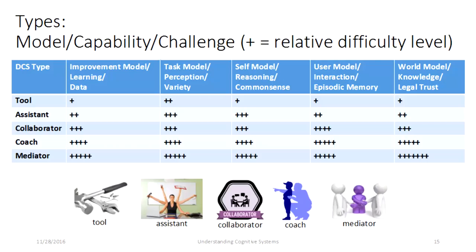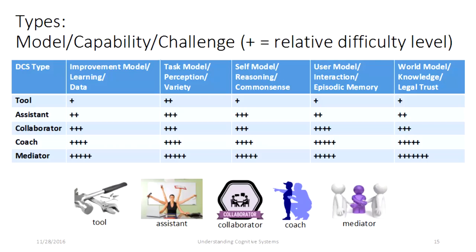So if we take an even more detailed look at these 5 types of digital cognitive systems, tool, assistant, collaborator, coach, and mediator, we can see the model capability and challenges and relative difficulty levels of each. They all, of course, have to have an improvement model and some sort of learning and data to help them improve over time.